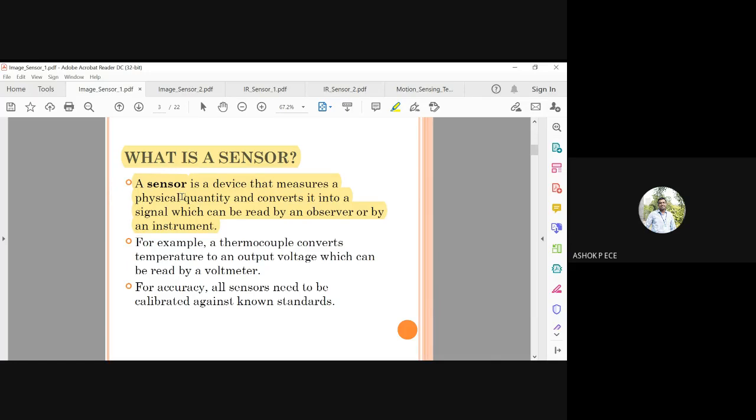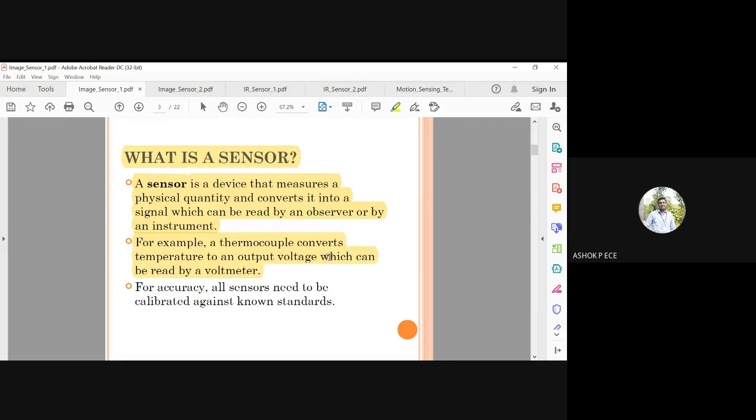They actually measure temperature in terms of voltage. But if they displayed that voltage, it would not be meaningful information to you, right? So they have to convert that voltage into temperature, or into meaningful information which can be read by an observer. It may be a human being who is going to see the temperature, or it may be another instrument which is waiting for some input from the sensor. So a sensor measures a physical quantity and converts it into a signal which can be read either by an observer at a distance or by another instrument. For example, see here, an example is given.